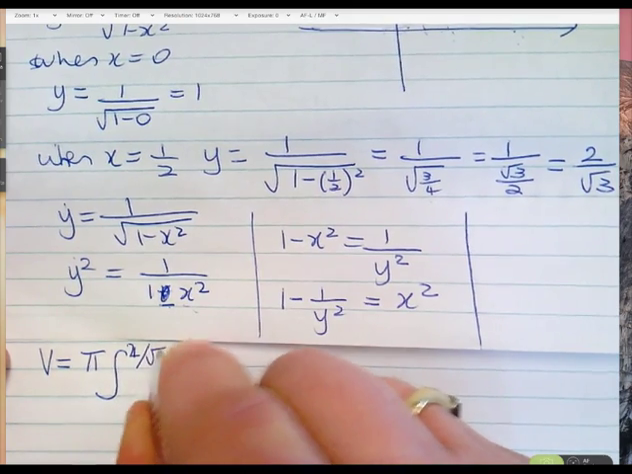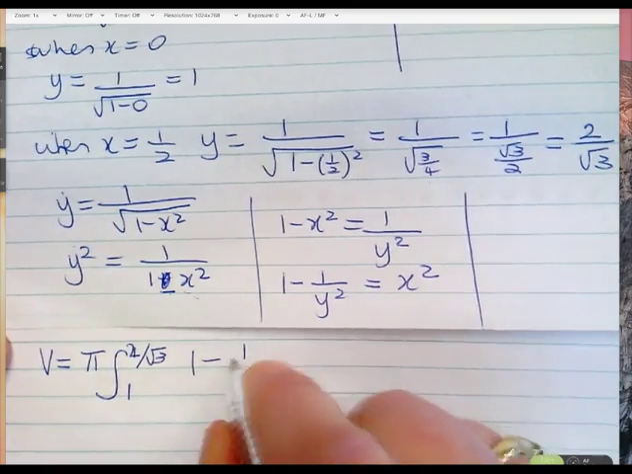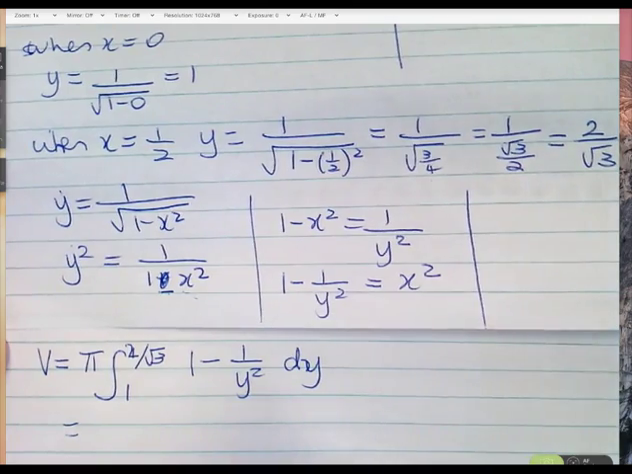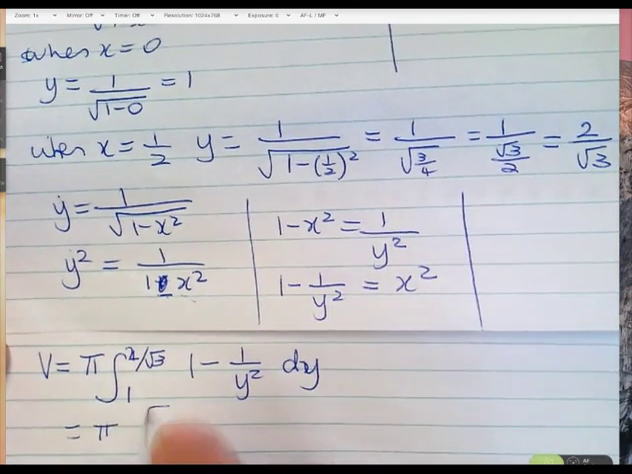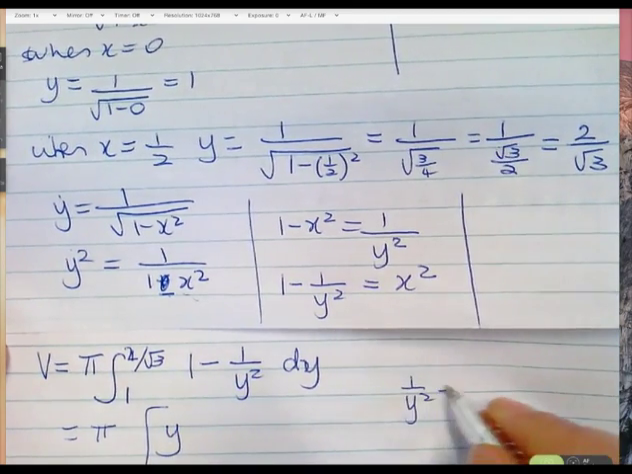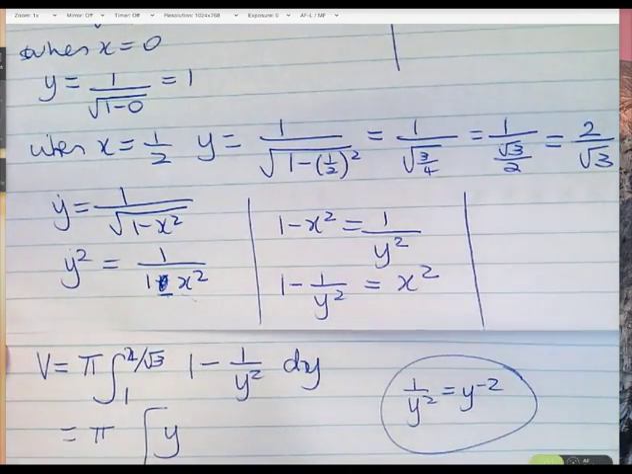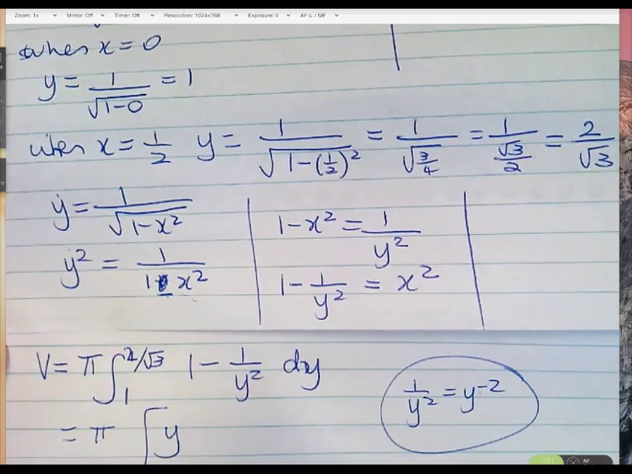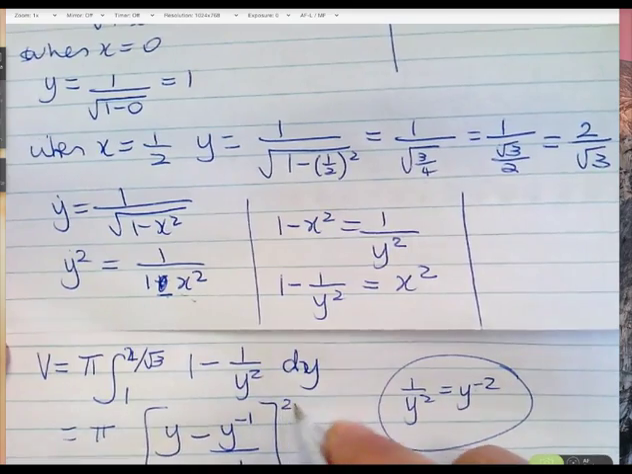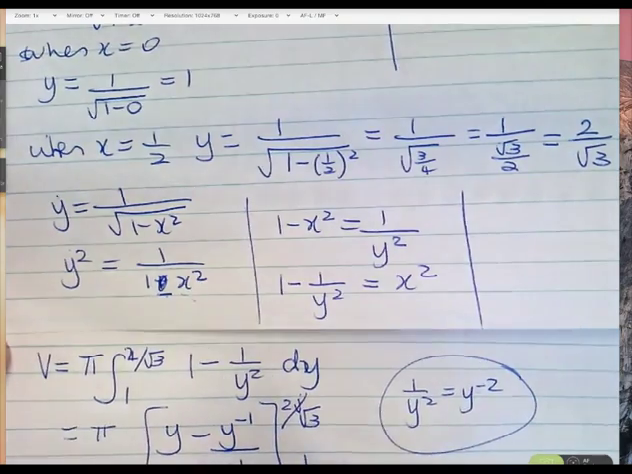All right. And 1. X squared is 1 minus 1 on y squared dy. Girls, this can be done without inverse functions. So pi, integrate 1, you get y. 1 on y squared happens to be y to the negative 2. Now integrate it. Increase the power by 1. Don't put negative 3, please. Minus y to the negative 1 over negative 1. 2 divided by root 3 and 1.